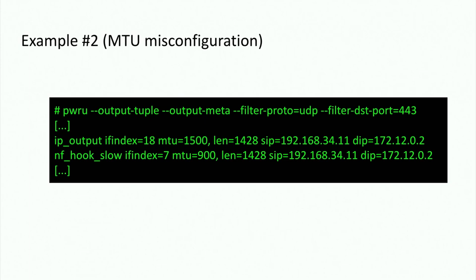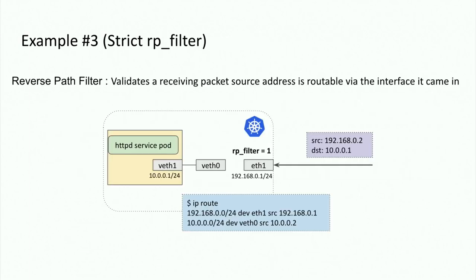The destination port is 443, and I have a new filter here, which says output meta, which is going to print a bunch of SKB members here. So as you can see, there is a mismatch between packet length and MTU that's configured on the if index. And the if index 18 refers to the ETH1 and 7 refers to the VEth0. And as a result, this packet will be dropped.